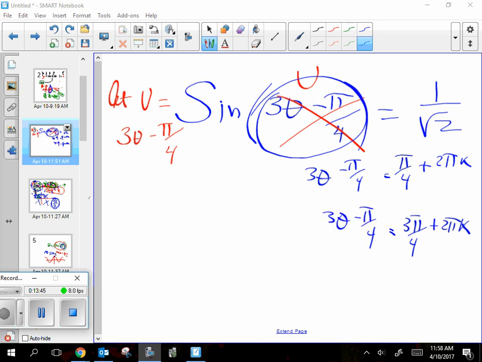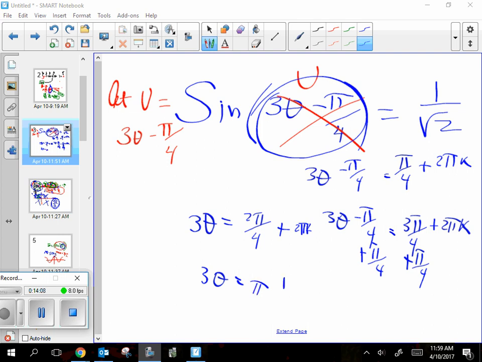Then you add pi over 4 to both sides, and you end up with 3 theta equals 2 pi over 4, which is the same as pi over 2, plus 2 pi k. And then 3 theta equals, I'm adding pi over 4 to both sides here now, and I get 4 pi over 4, also known as pi, plus 2 pi k. Then I have to multiply everything by 1/3.